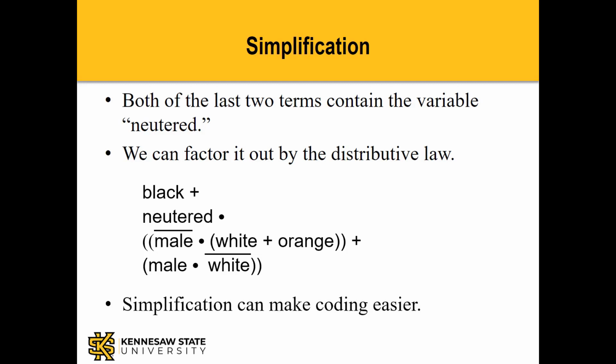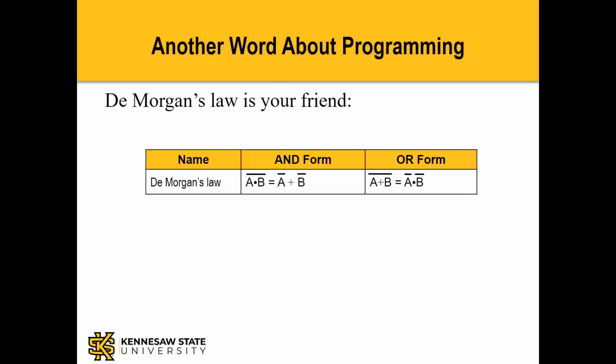So you're going to use simplification when you are programming to make your programming statements easier to understand. And if they're easier to understand, they're easier to write correctly. One other thing about programming, the last thing in that table was De Morgan's law. De Morgan's law is your friend when you're coding and you have to mix and, or, and not.